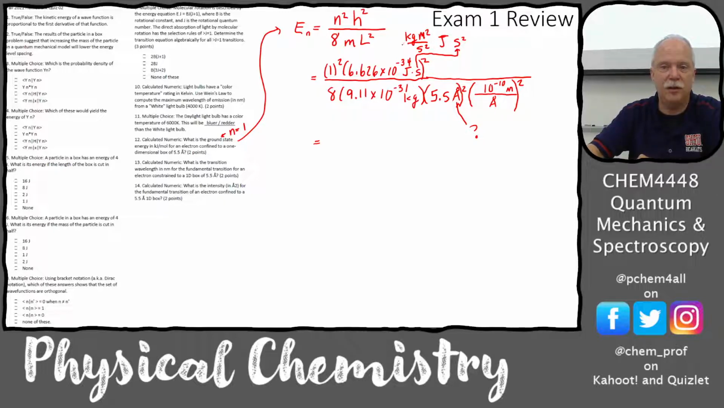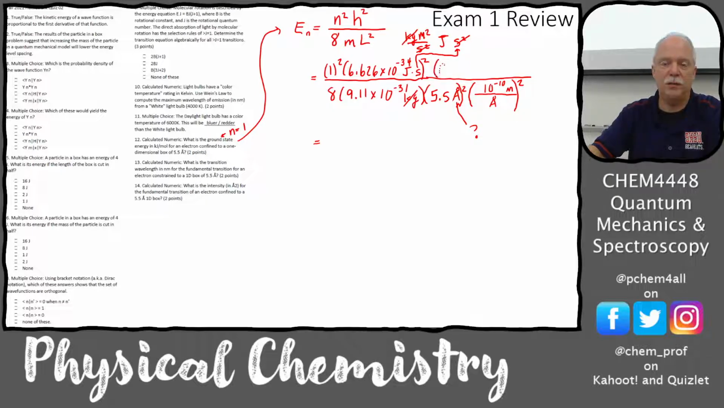I have to do that so that I can kill some of these units. Now my kilograms are gone, and my seconds squared are gone in the denominator and the numerator. And my meter squared on top, once I get rid of angstroms, I'm going to have meter squared on bottom. So everything works out to give me joules. I'm just missing the per mole piece. And so I need per mole.